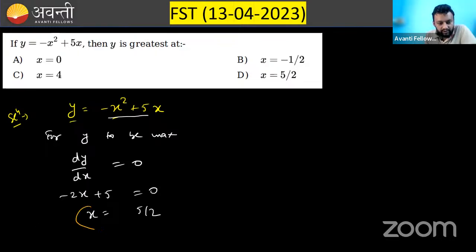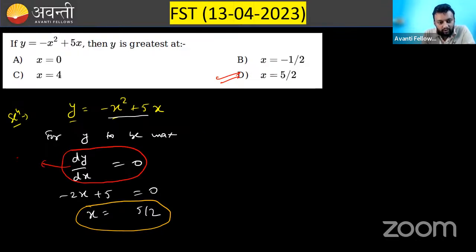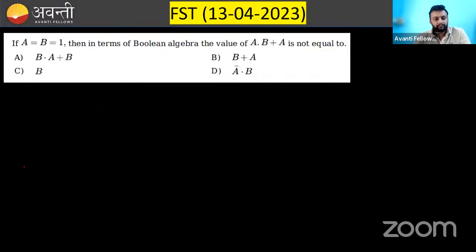This is a very simple question. x is equal to 5 by 2, which gives us option D. Clear? I think this is a simple question. Moving further, what you should remember for maxima and minima is that dy over dx should be 0. What is dy over dx? This is called the slope.